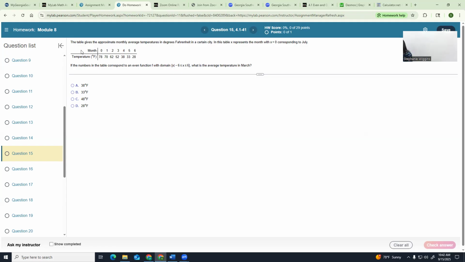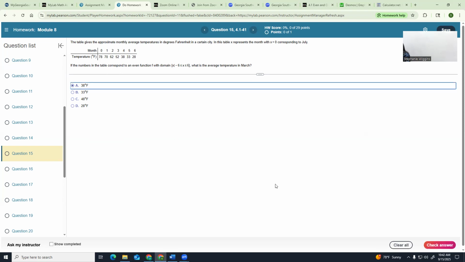Well, since we don't know -4, but we know it's an even function, that means if you put in the opposite sign, you're going to get the same output for even functions. So if I evaluate this function at -4, that's going to give me the same value as you would get for 4. So the input -4 gives you the same output as for 4, and that's 38. So the answer is 38 degrees.